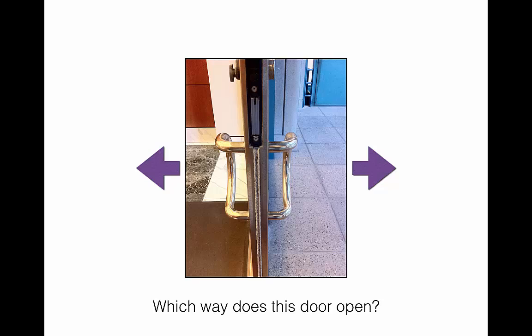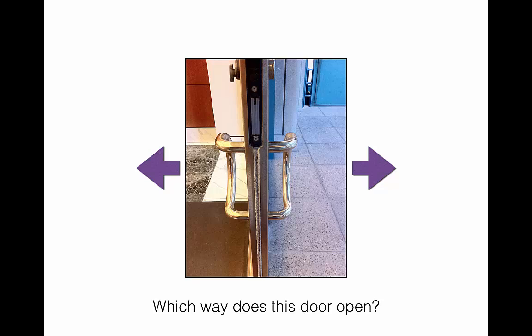A key problem in answering this question is the handles on both sides of the door. They're exactly the same. Usually, handles are meant to be pulled, and horizontal bars are meant to be pushed. If one side had a bar and the other side had a handle, this would be an easy question to answer. Since both sides have a handle, perhaps the best we can do is guess that the door opens outwards.